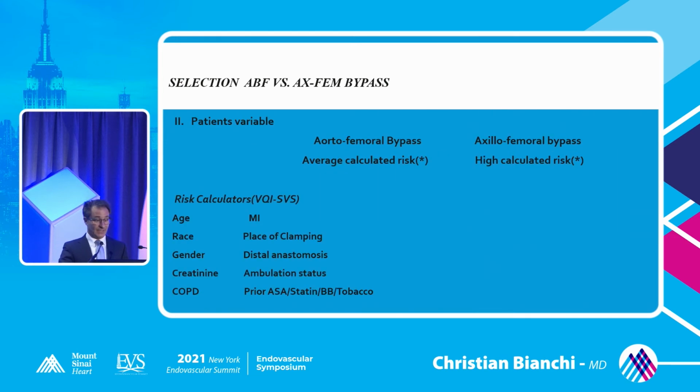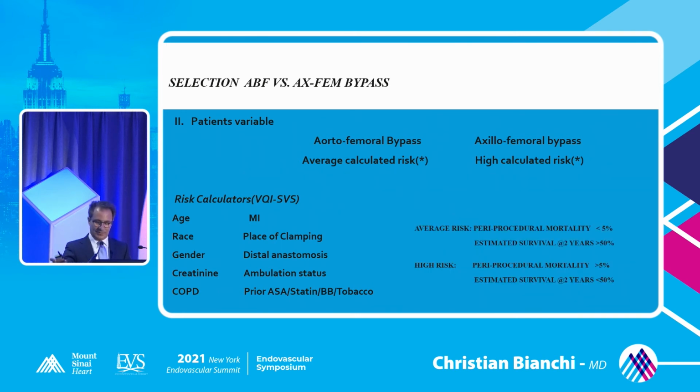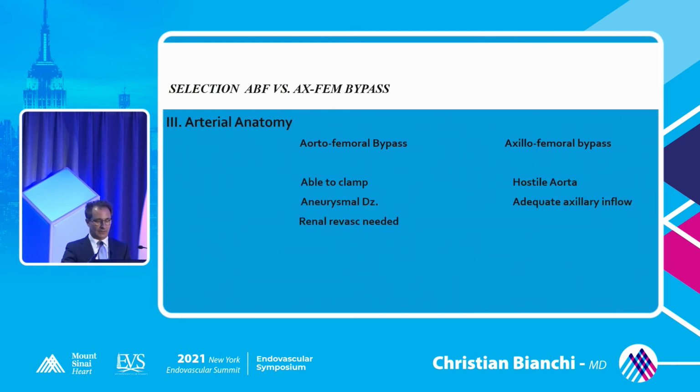In terms of the risk stratification, I think we take all these variables that I show you here, and it comes with an average risk or a high risk based on the percentage of morbidity, mortality, as well as the estimated survival at 2 years. And we adjudicate patients to the aortobifemoral bypass when they have an average risk, and we adjudicate axillofemoral bypass in patients who have a high calculated risk.